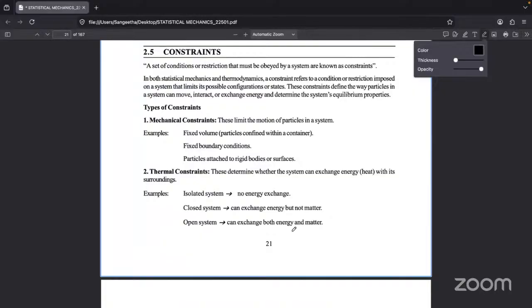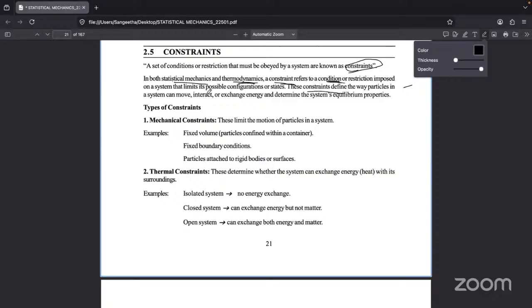What are constraints? Constraints means restrictions, some set of conditions or restrictions that are kept. In general also we can use the term constraints: we have some restrictions to perform something. In the same way, in statistical mechanics also we have some constraints or restrictions. If you have restrictions, we are unable to do some work. So here we will see the different types of constraints we have in both statistical mechanics as well as thermodynamics. Constraints means conditions are kept for performing operations.